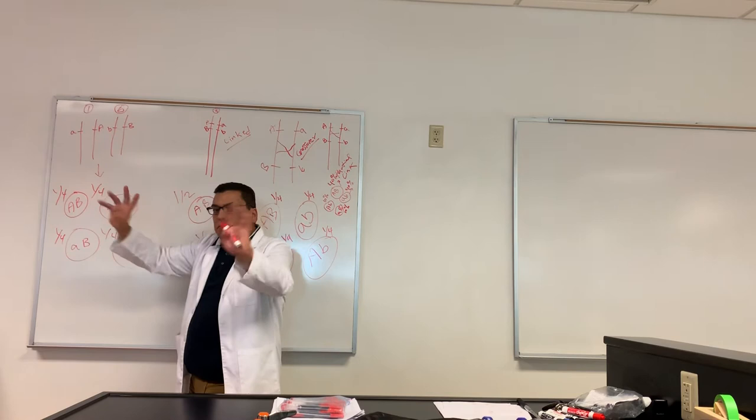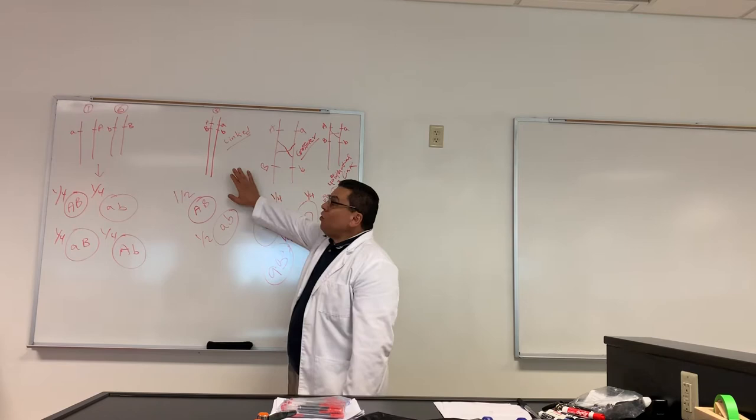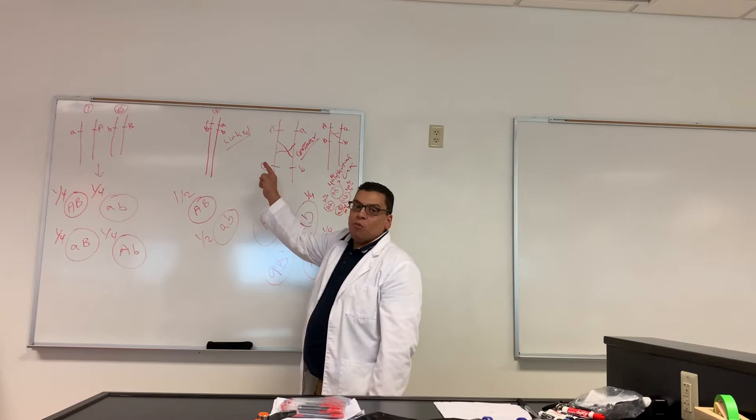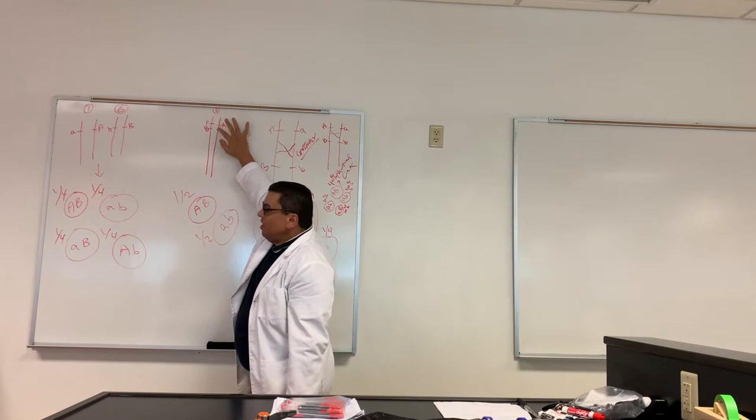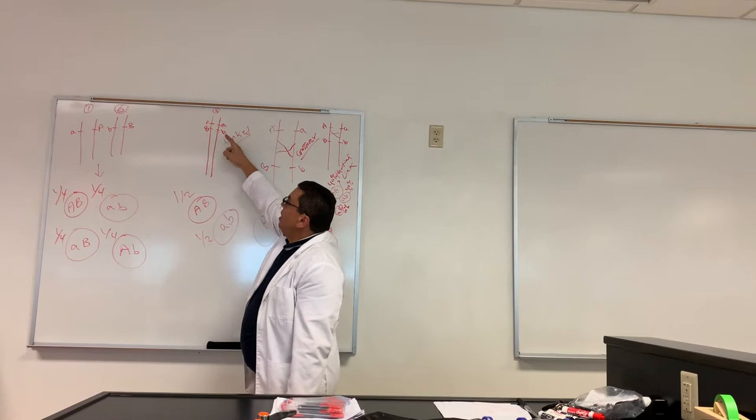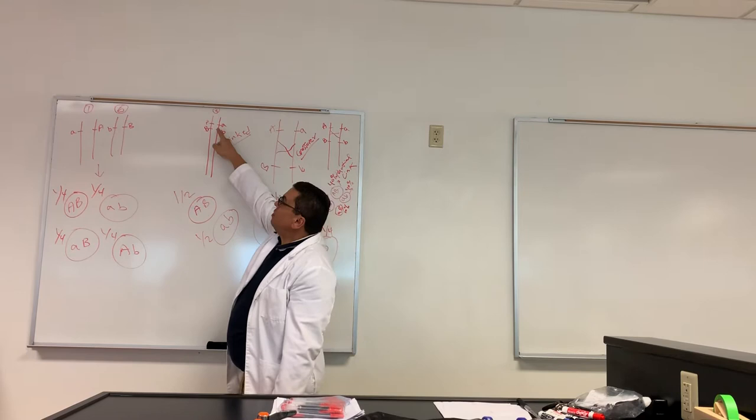But if they're on the same chromosome, which one I get depends on the distance between the two genes. If the distance is very, very small, then there's no chance of a crossover. Then I will only get the parental kind out: the capital A, capital B, and the lowercase a, lowercase b. That's the only thing I'll get out, because there are no crossovers happening here.